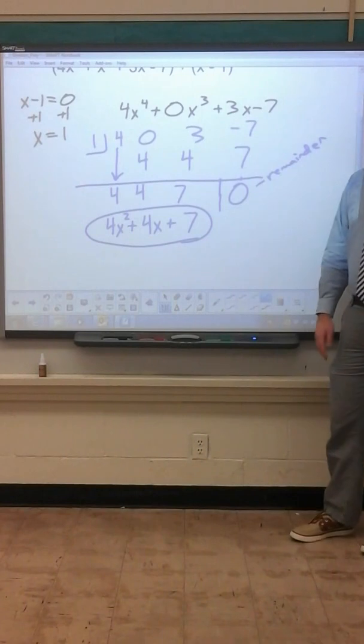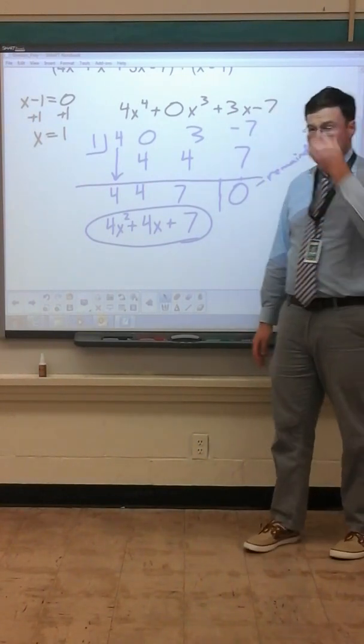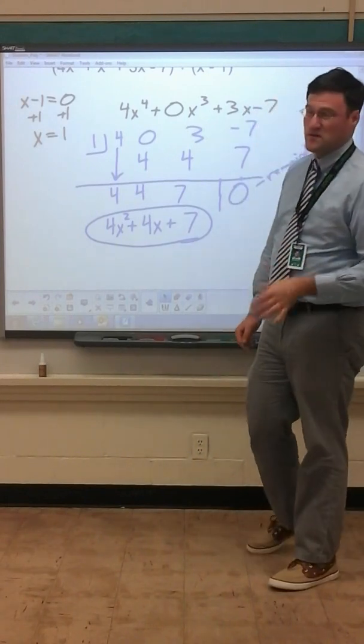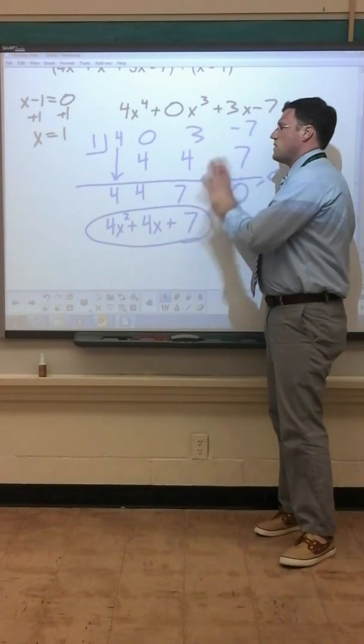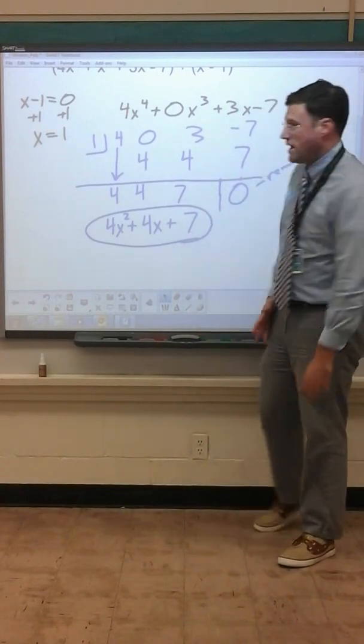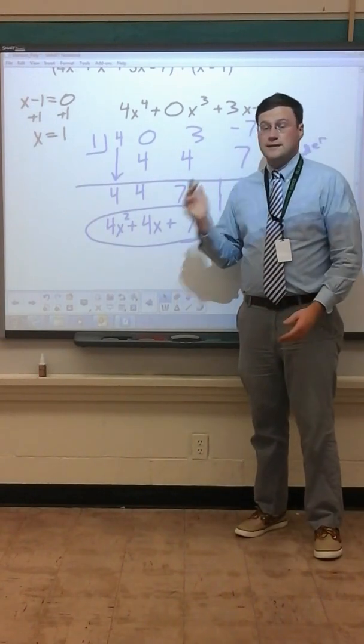So synthetic division, if you know the steps of it, can be kind of a simpler way to divide. It's basically the same way as dividing by long division, but if you can understand the structure, it's a lot more organized and maybe a little quicker. So at this point, you guys should know how to divide by synthetic division.